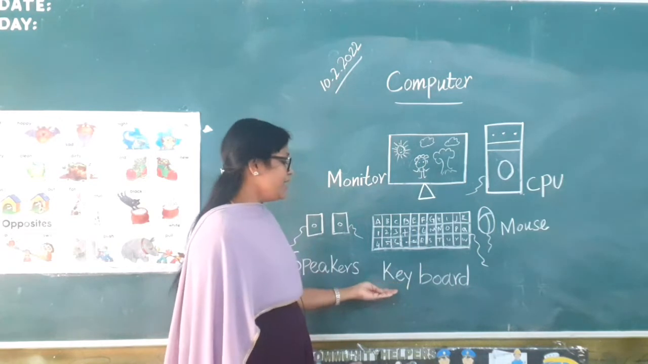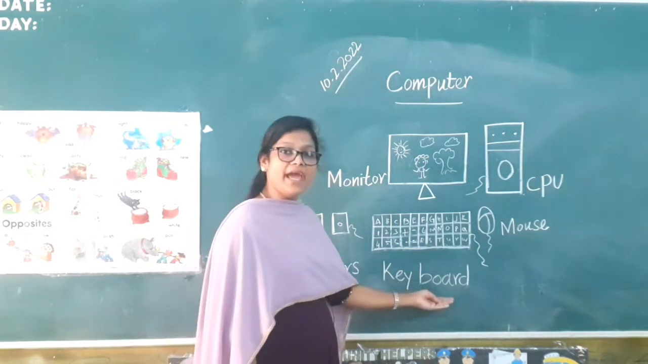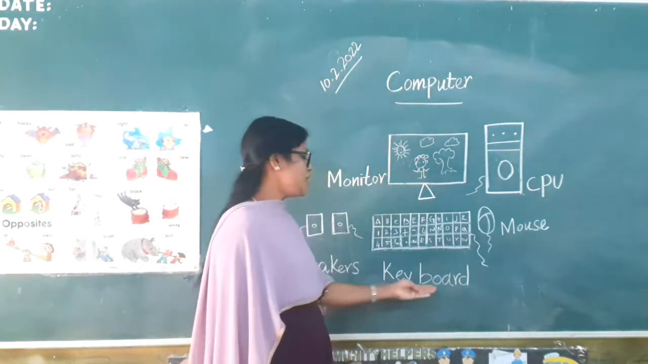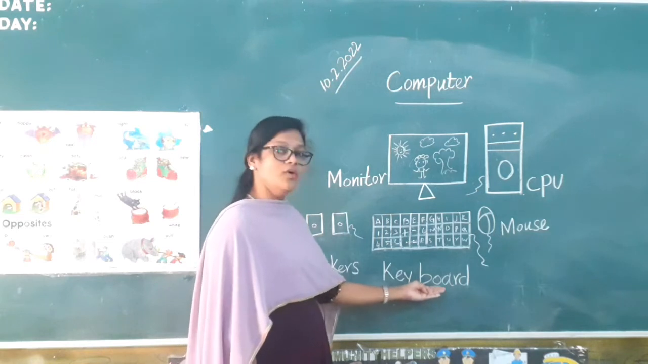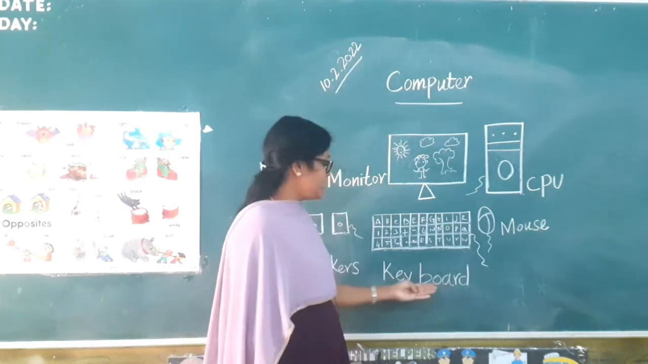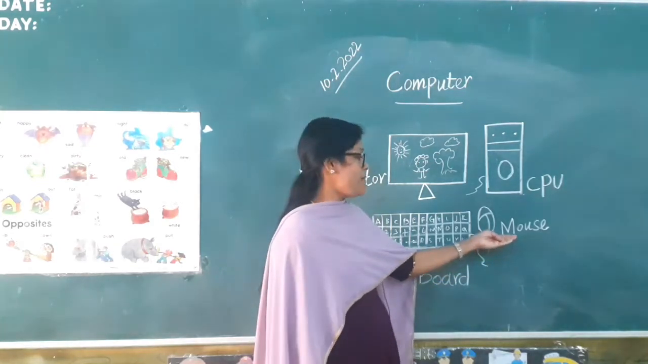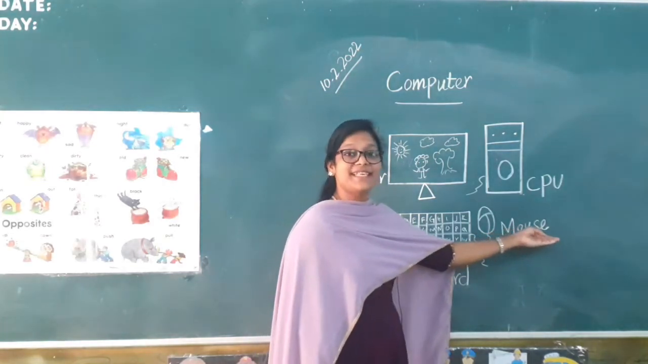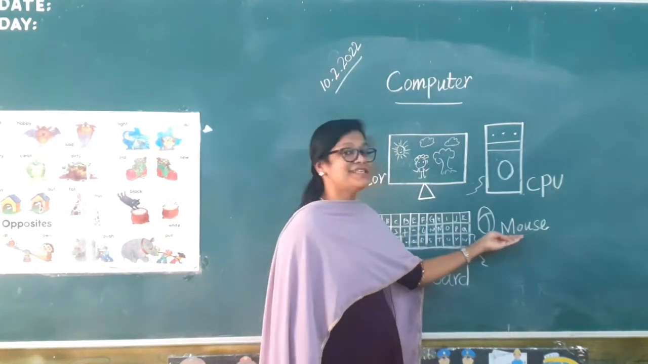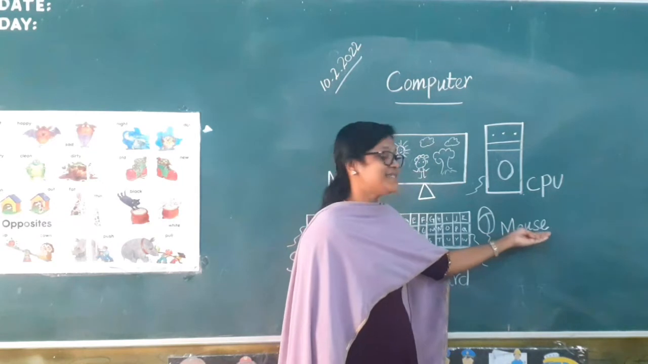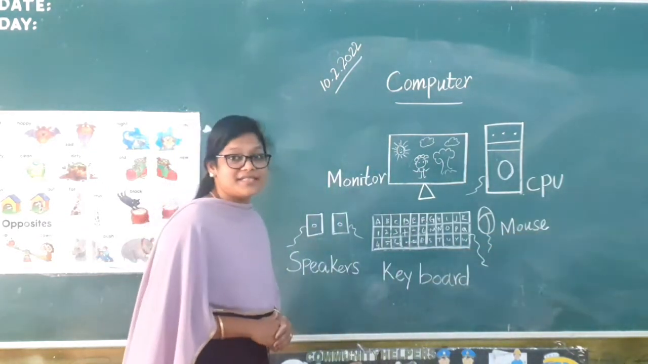Next comes the keyboard. Let's spell keyboard. K-E-Y-B-O-A-R-D. Keyboard. Let's learn the spelling for mouse. M-O-U-S-E. Mouse. Computer mouse.